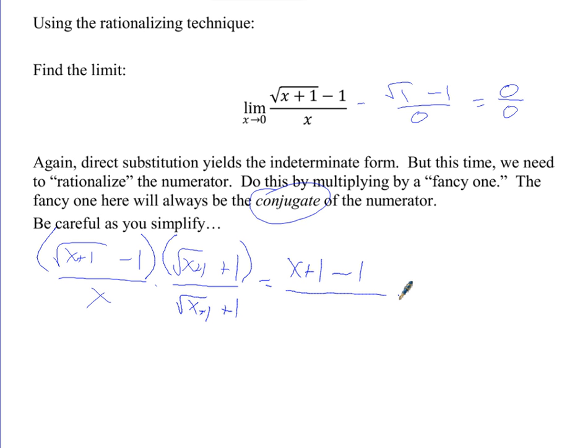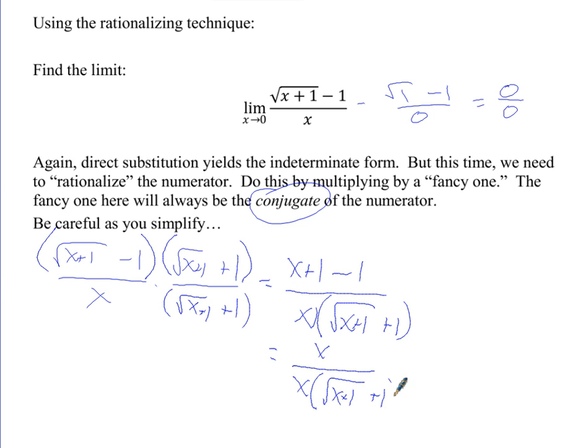How do we deal with the denominator? The answer is we don't. This is x times this stuff, and we leave it as x times this stuff. What happens in the numerator? The ones add to 0, and I'm left with x over x times square root x plus 1 plus 1.